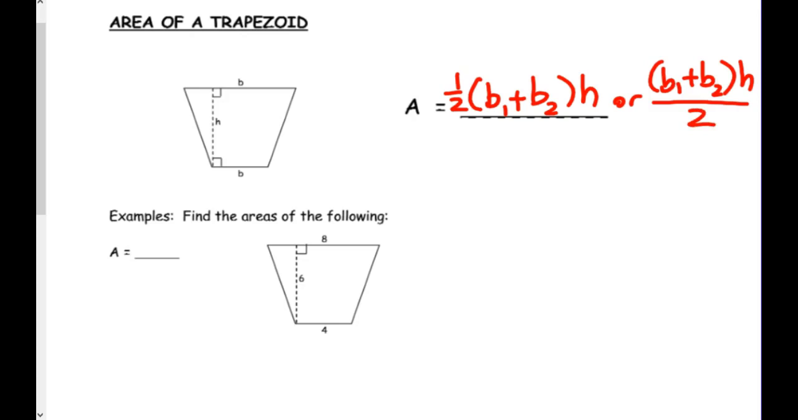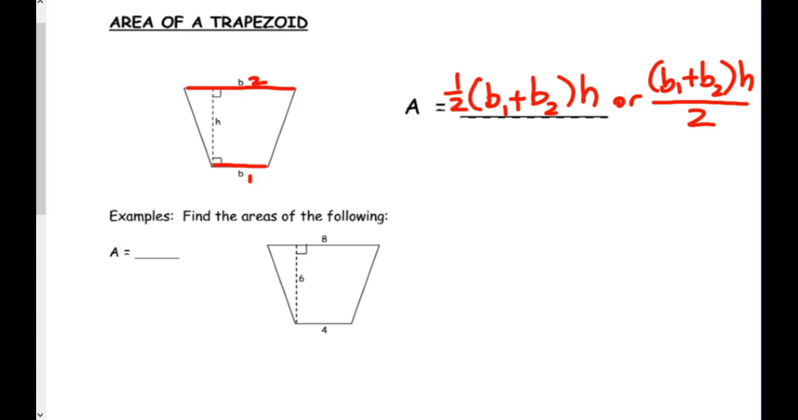It doesn't really matter. If you type it in, you'll get the right answer, okay? But I want you to notice what B1 is and B2. On a trapezoid, there's always 2 bases that are parallel, and it doesn't matter which one's 1 and 2. It doesn't matter, because you're adding them together. You multiply it by the height.